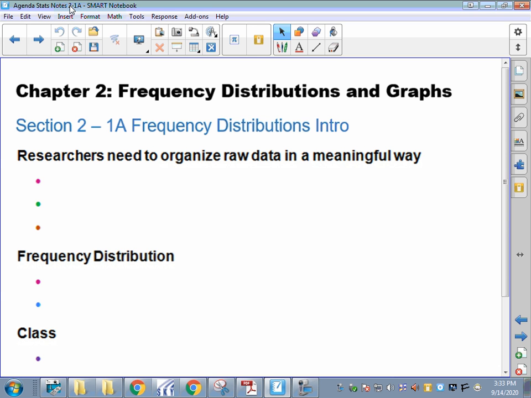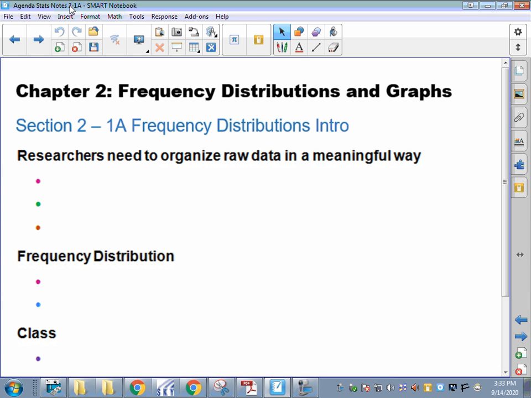So we're going to start chapter 2. Chapter 2 is now using data. You were patient with me through chapter 1. We got through all the collecting data and how to do samples. Now we're going to actually have data. We're going to work with it. So first of all, this is an introduction.